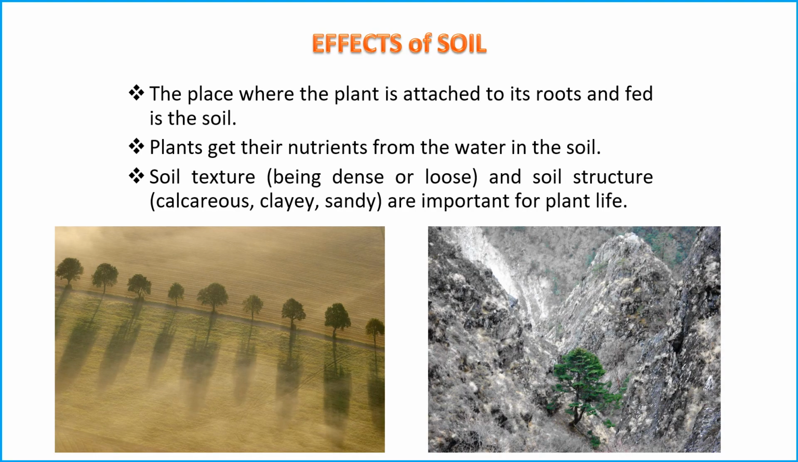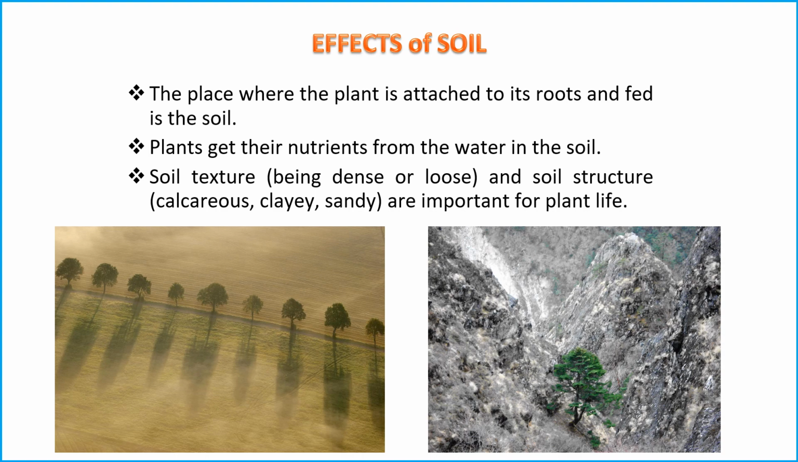Absolutely, the relationship between plants and soil is fundamental to the growth and development of vegetation. Here are some key points elaborating on the importance of soil for plant life. 1. Root attachment and nutrient absorption. The roots of plants anchor them in the soil and serve as the primary organ for nutrient absorption. The root system not only provides stability but also allows plants to extract essential minerals and water from the soil.